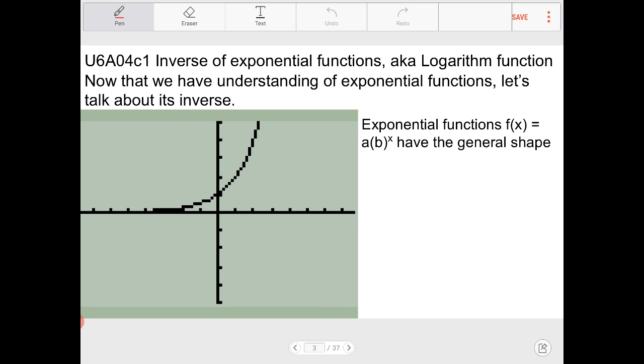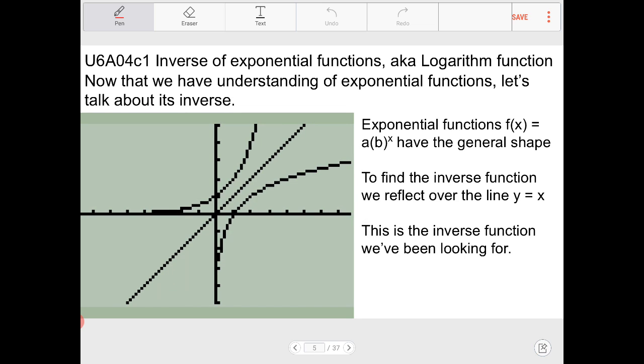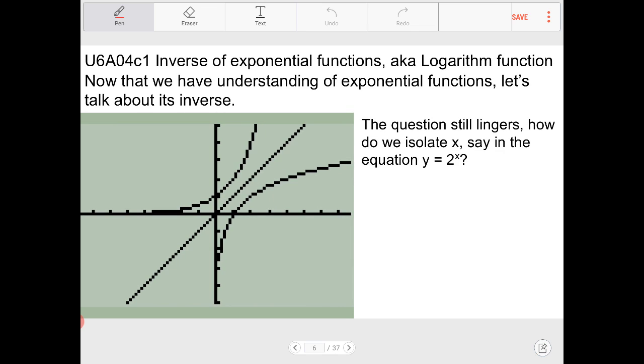If I wanted to find the inverse function, what I have to do is take this and reflect it over the line y equals x. And if I perform the reflection, this is the shape of a graph that I'll end up with. That right there, ladies and gentlemen, is the inverse function that we've been looking for. This is otherwise known as the logarithm function.